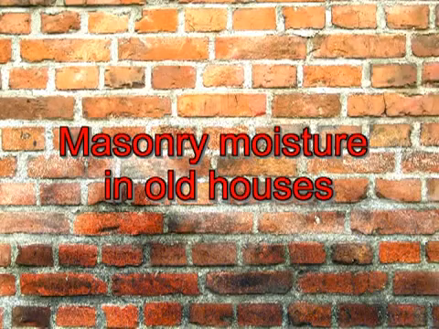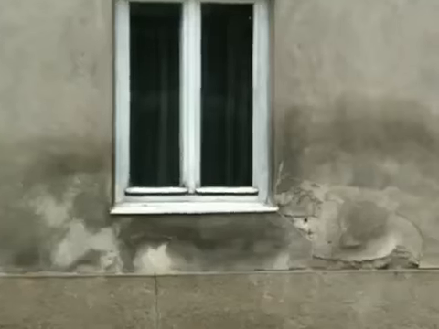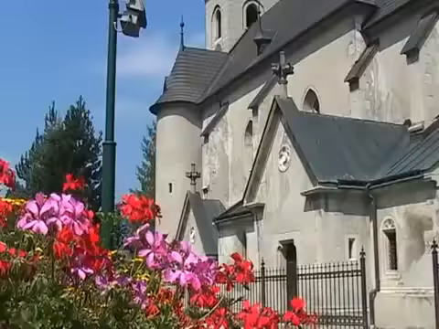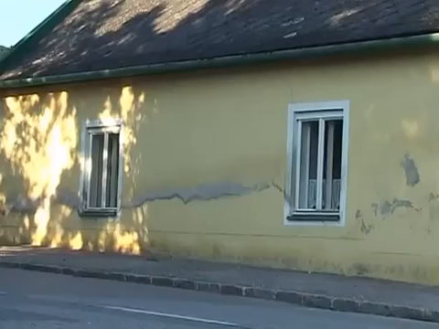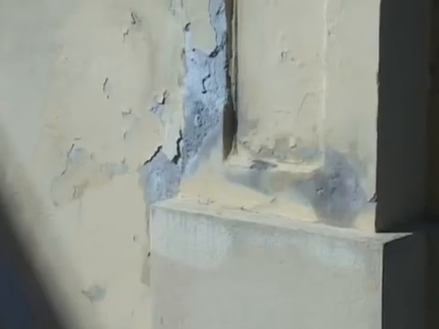Masonry moisture in old houses. Old buildings frequently have the unwanted accompanying aspect of moisture in their walls, which causes increasing damage over the years. The unpleasant accompanying aspect is referred to as rising damp.